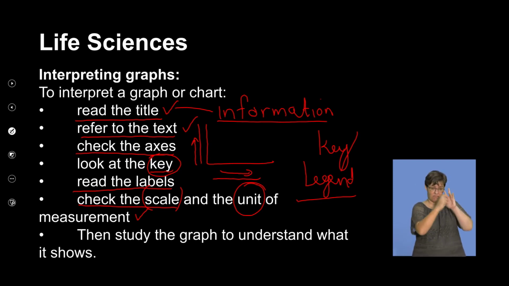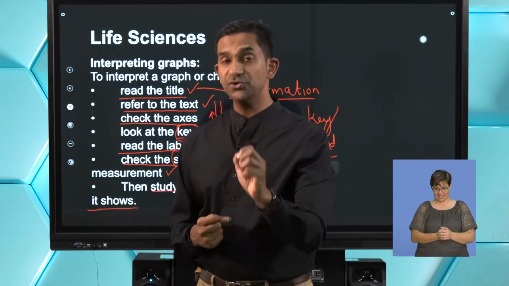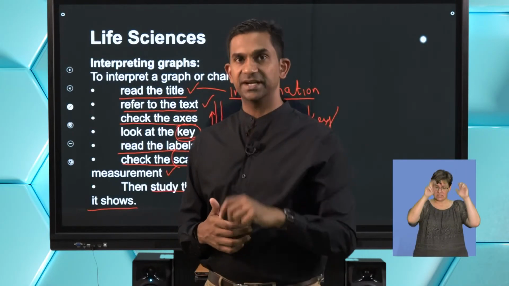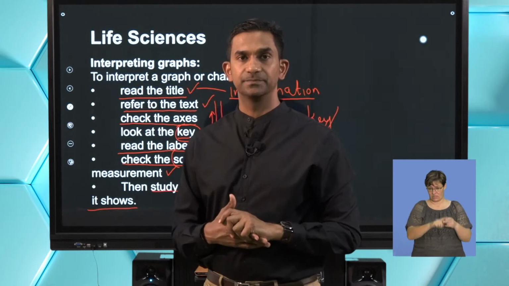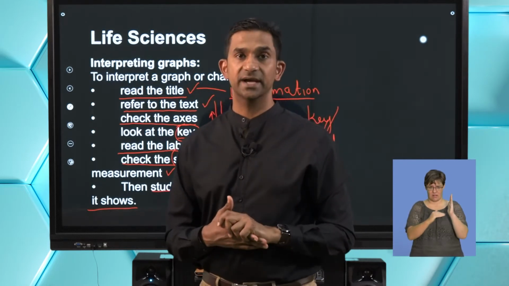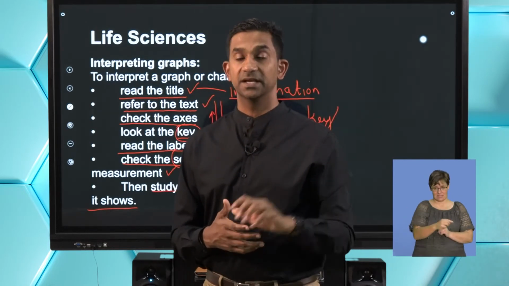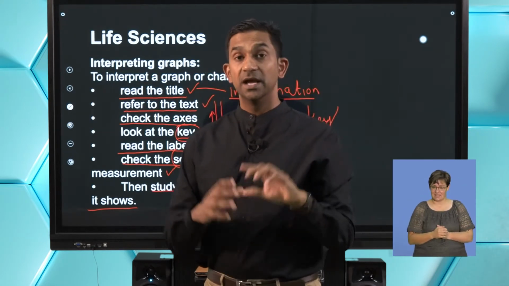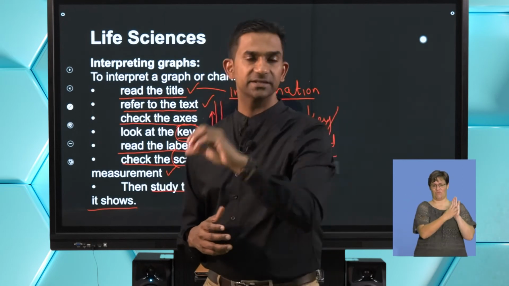Then study the graph and try to understand what it shows. So guys, looking at a graph, it's important for us to be able to analyze that information. But before you analyze the information, use this checklist. Read the titles, evaluate the scale, look at the labels on the X and Y axes, look at the key, try and read the preamble to what has been collected, and then you get into interpreting the graph.